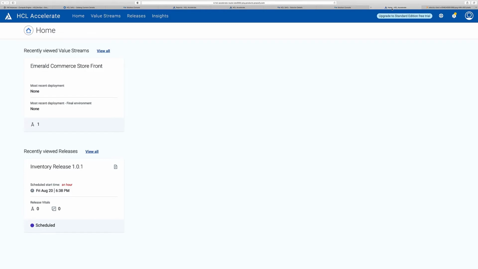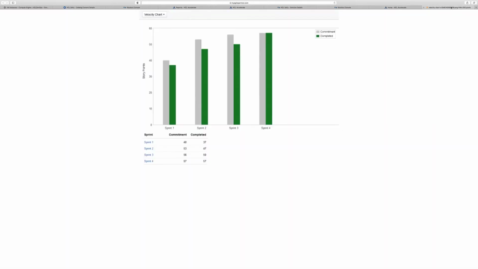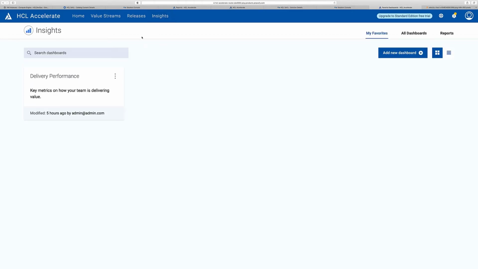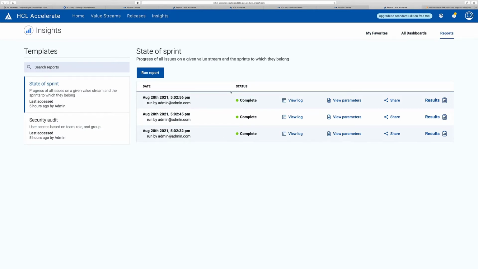Let's take a look at some key VSM metrics within HCL Accelerate, which can be used to support Agile routines. Typically, Agile team velocity is calculated by looking back at the volume of story points the team has completed in prior sprints, which can be very useful to calculate the team's capacity for the upcoming iteration. Within HCL Accelerate and the Insights functionality, we have reporting available, such as the State of the Sprint report.